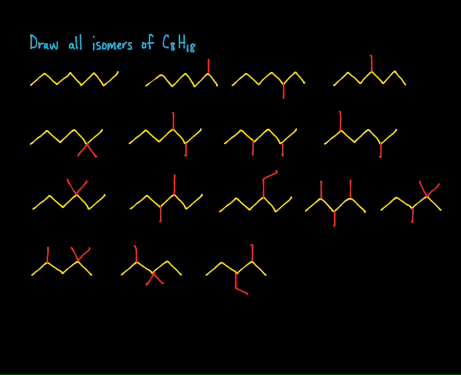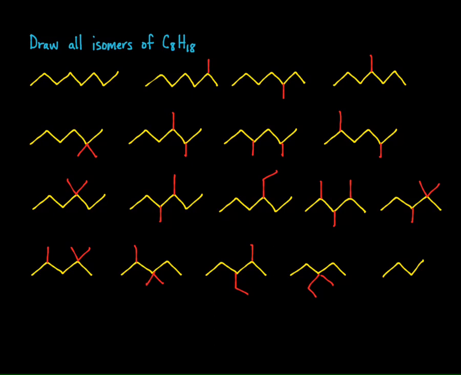Now, lastly, I can use an ethyl and a methyl group. There's only one way to place an ethyl group, and it's going to be on that third carbon. So the methyl group could be on the second carbon, or the methyl group could be on the third carbon. And lastly, I can decrease the carbon chain to 4 carbons.